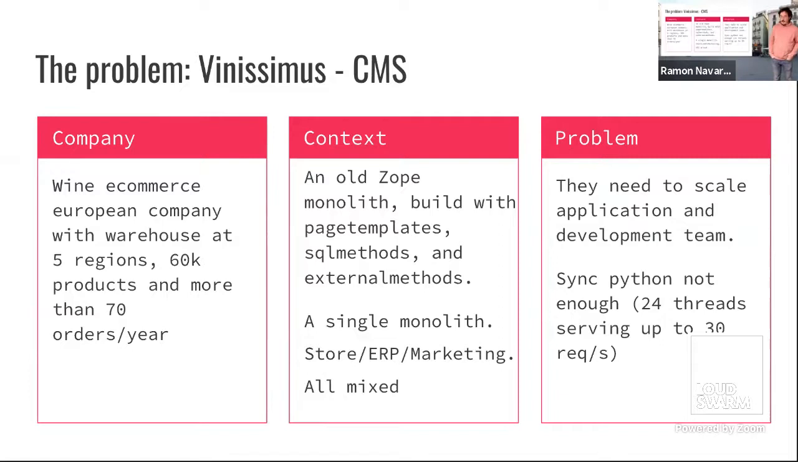Last year on Black Friday, we had to add like 15 machines to handle all the traffic. And also, they are not scaling on features because it's super hard to evolve something like this. Then we started splitting the project to be able to add more teams and to start evolving. And we started looking at headless CMSs because, from my experience, it's the best way to evolve on features.